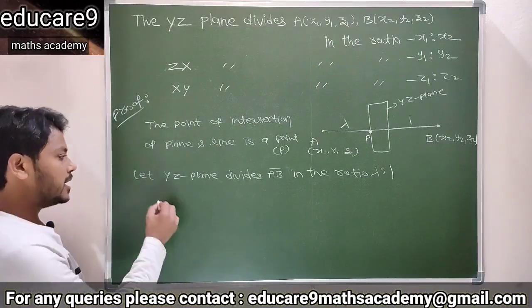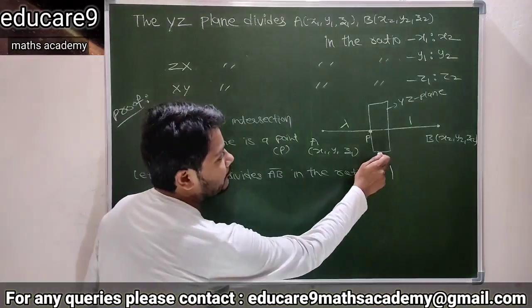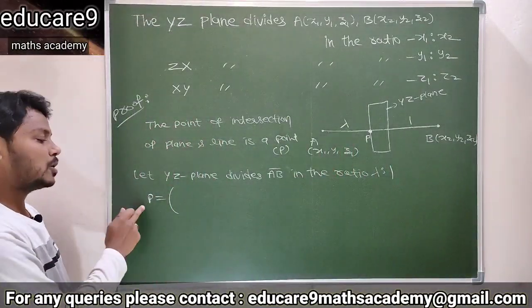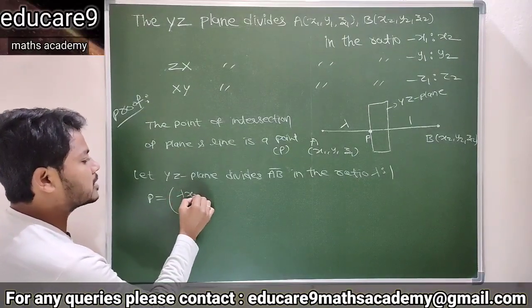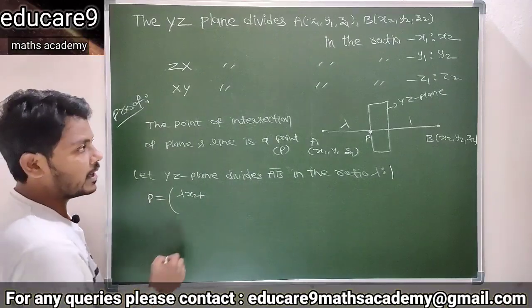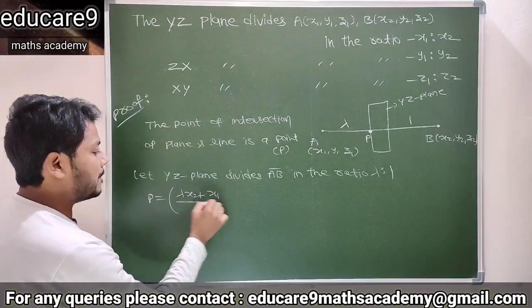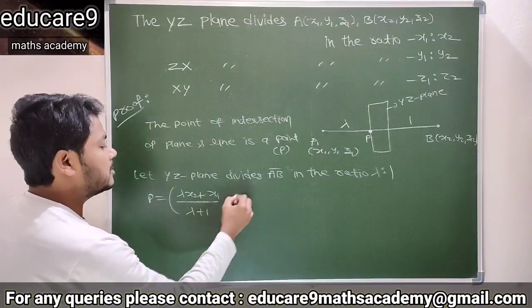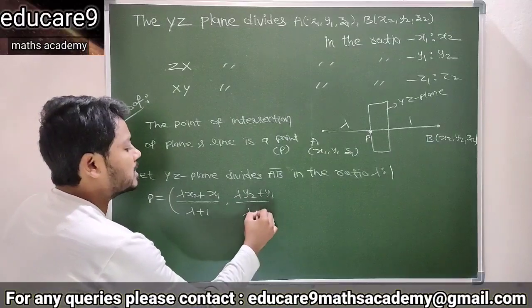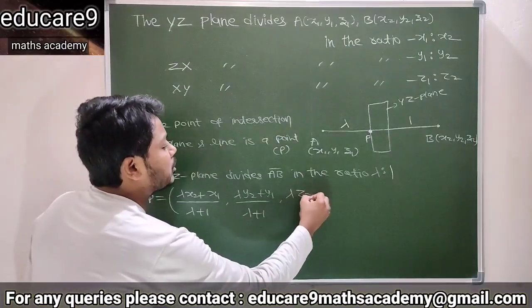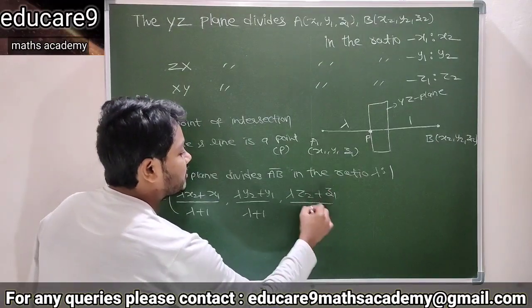Here, because the point of intersection of the plane and the line is a point, P is equal to (lambda x2 plus x1) by (lambda plus 1), similarly (lambda y2 plus y1) by (lambda plus 1), and (lambda z2 plus z1) by (lambda plus 1).